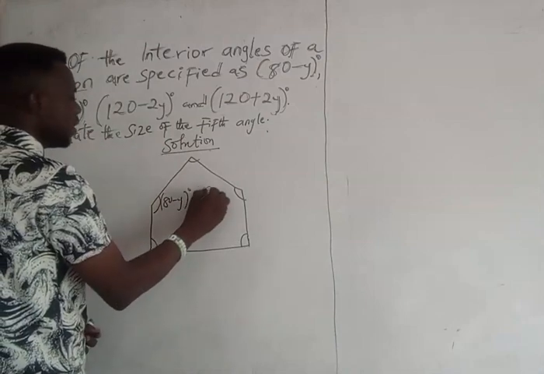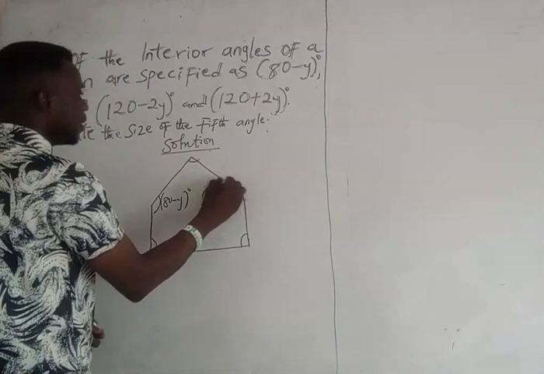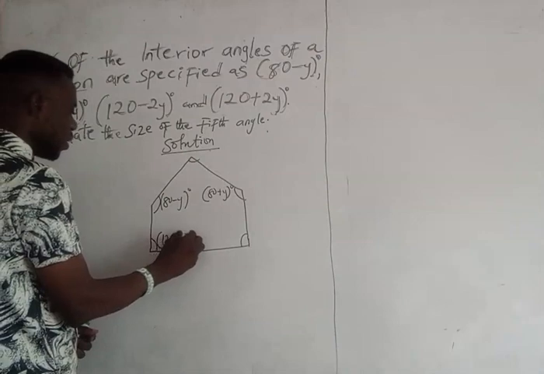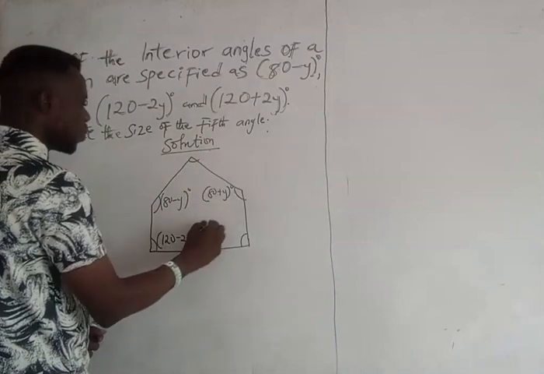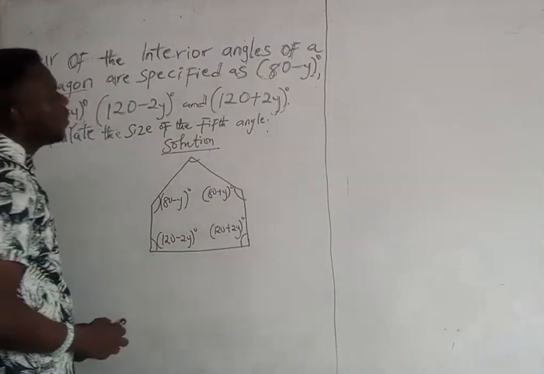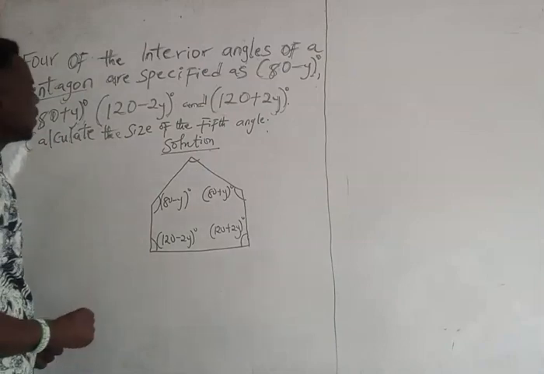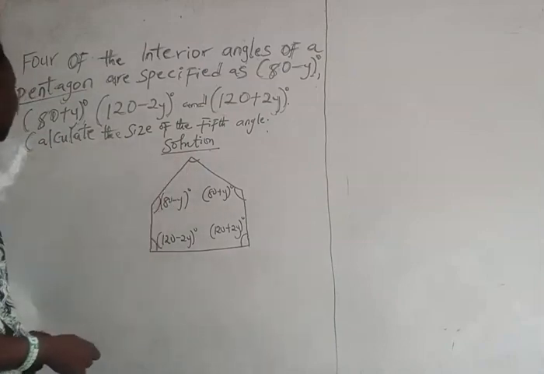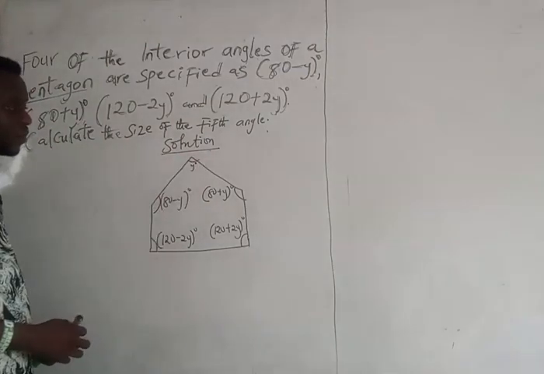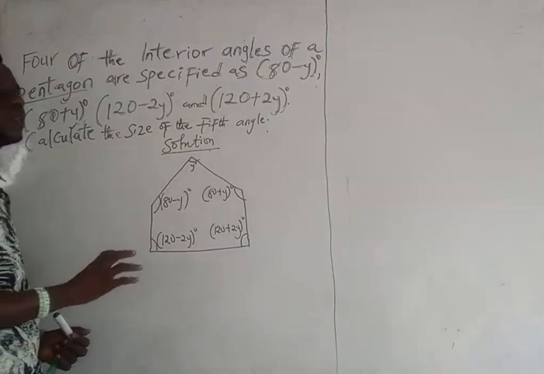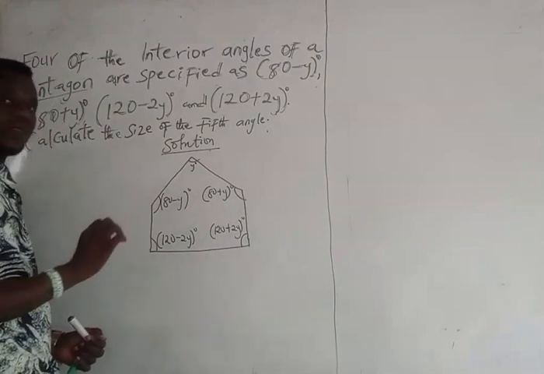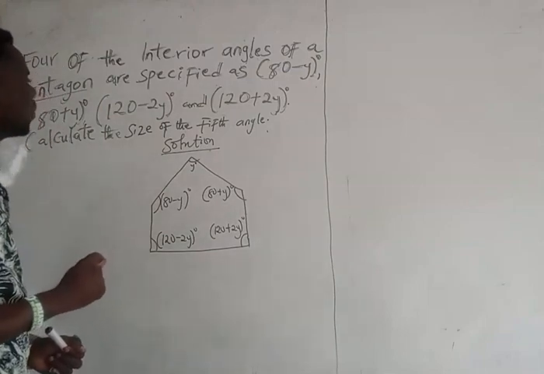The next thing is 80 plus y degree, followed by 120 minus 2y degree, then the last one, which is 120 plus 2y degree. But one thing is missing, which is the fifth one, and that is what the question asks us to calculate. Then let's make this place y also in degree. Now that we have put all the angles in this diagram, it is easy for us to calculate the size of the fifth angle.